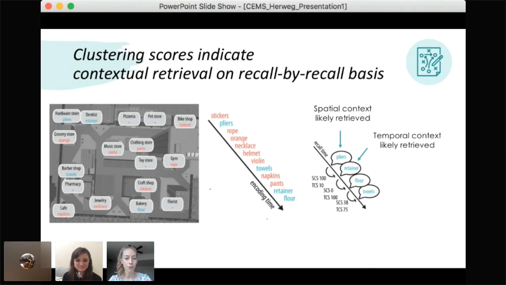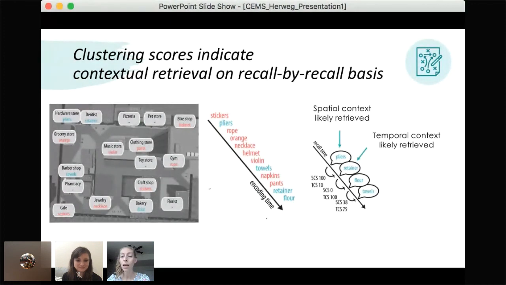We cannot only look at this effect at the aggregate level, but we can also calculate a spatial and temporal clustering score for each individual recall transition. And that lets us infer which of the items were recalled together with their spatial context and which of the items were recalled together with their temporal context. So in this example, the subject transitioned from pliers to retainer. Those two items were encoded immediately next to each other in the environment, so that transition would receive a high spatial clustering score, but a low temporal clustering score because the items were presented on opposite ends of the list.